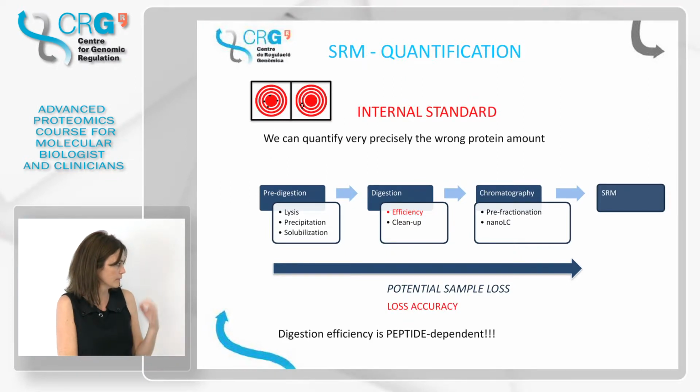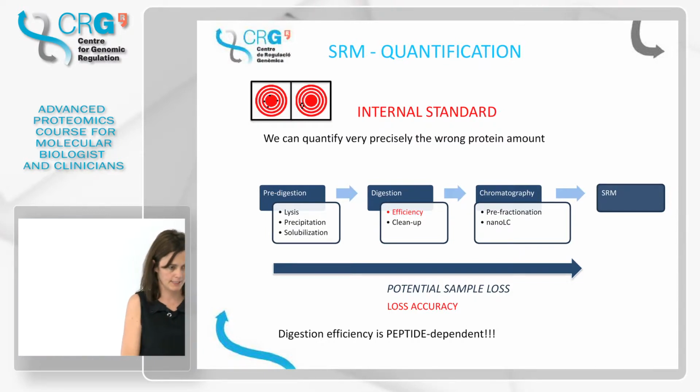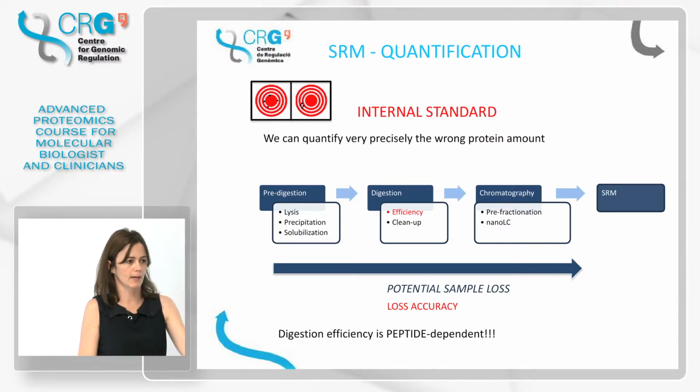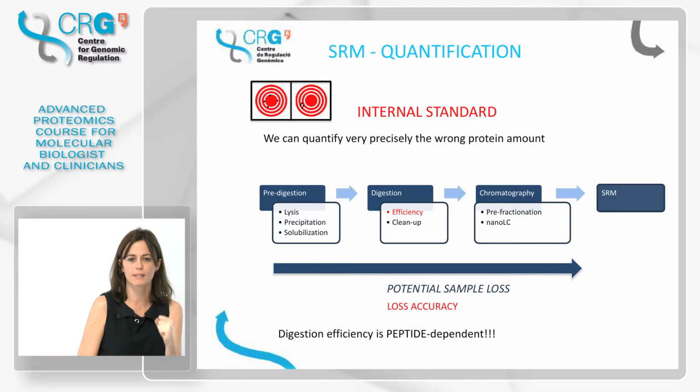One very important issue is the digestion efficiency. Okay, the digestion efficiency, which means what percentage has been digested, or how the amount of peptide that we have relates to the protein before digestion, is peptide dependent. So this is another issue about testing, about choosing our peptides. Okay, not each peptide represents our protein as well. And how do we know this?